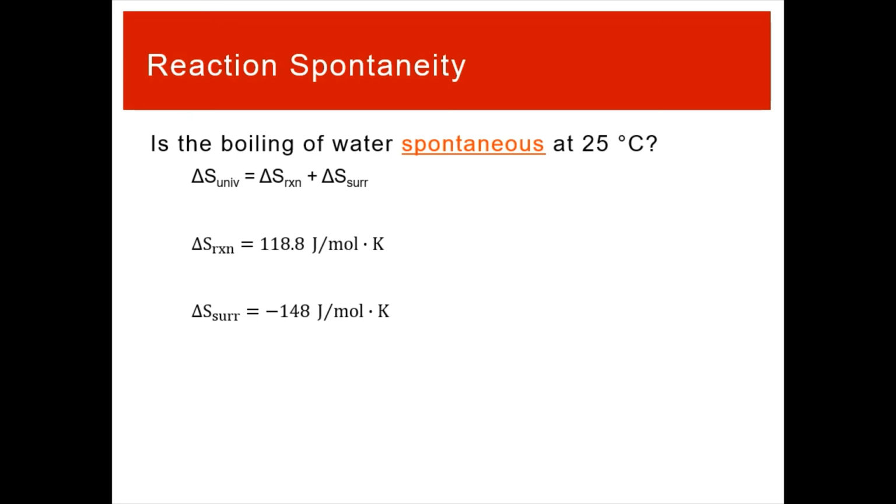One of the primary advantages of using the second law is that we don't just understand whether a reaction is spontaneous, we can also break it down into a reaction and surroundings component and understand how those two things interact. So if we look at the delta S of the reaction, we had 118. That's positive, so we know that overall positive entropy is favored. And so a liquid changing to a gas is favored.